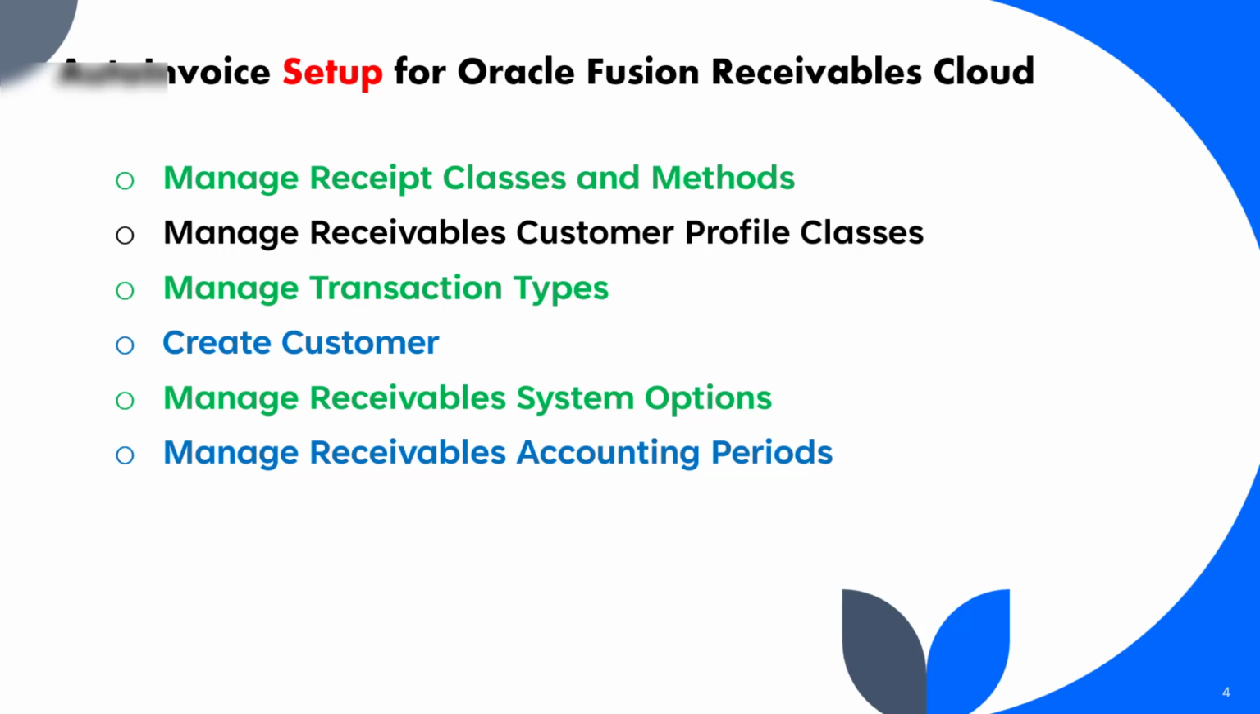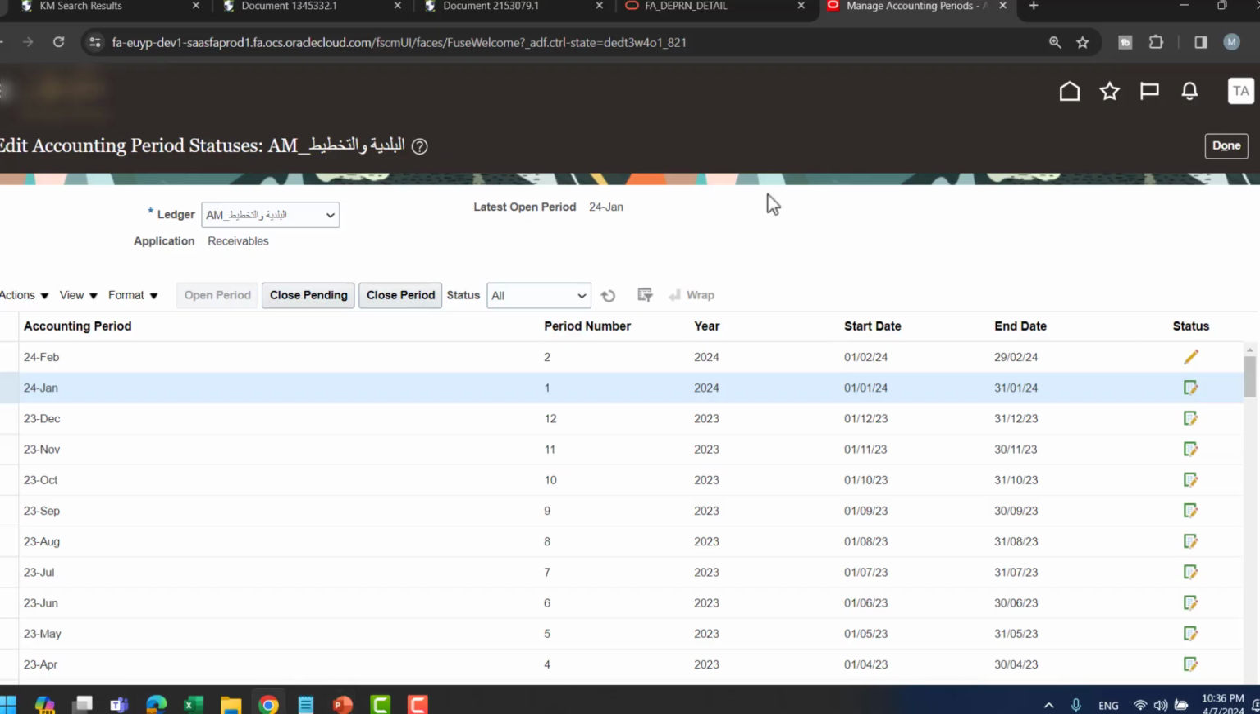What is the next step here? Manage remit to addresses. Define a remit to address so that customers know where to send payment for their invoices. For each country, you can specify manage remit to addresses so customers know where to send the payment. Again, here just setup and maintenance.